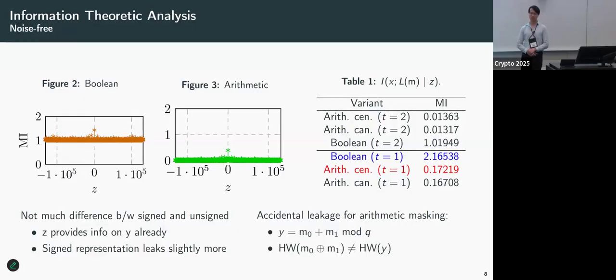Now that we know how to compute the mutual information, we can take a look at the results. This is the case when there is no noise. In figure 2 and figure 3, we show the amount of mutual information between the leakage and the secret value. This is the second order, where the attacker learns leakages from both shares. As you could see, it doesn't matter what the current value of z is, the mutual information for Boolean masking is always higher than arithmetic masking. It's also interesting to note that there is not much difference between signed representation and unsigned representation when we use arithmetic masking. This is not in contradiction with the paper that we just mentioned earlier.